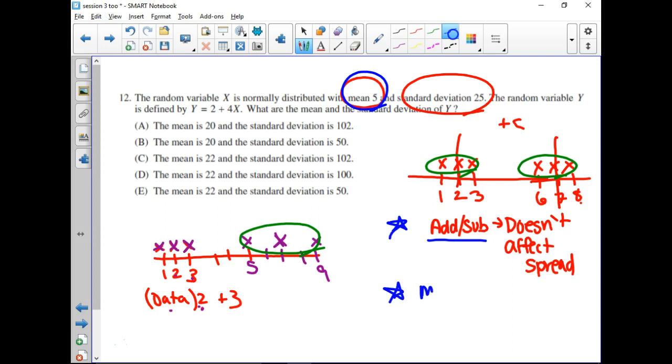If I'm going to multiply or divide, this affects center and spread. So how do I apply it to this problem? The center's the mean. So what's going to happen to the mean? I'm going to multiply it by 4 and then do what? Add 2 because the center is affected by addition.